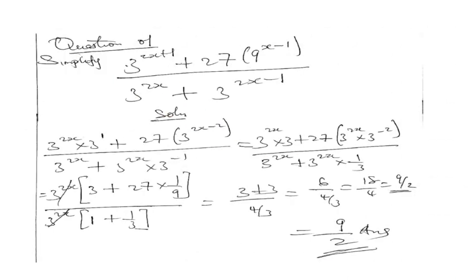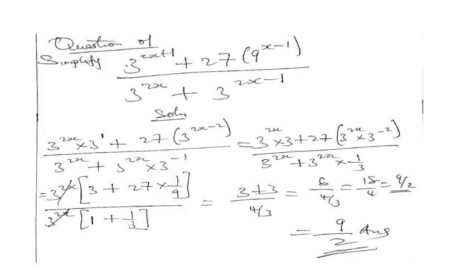Question: simplify. 1. 3 raised to power 2x plus 1 plus 27 open bracket 9 raised to power x minus 1 close bracket, over 3 raised to power 2x plus 3 raised to power 2x minus 1. Solution: 3 raised to power 2x plus 1 plus 27 bracket 9 raised to power x minus 1, all over 3 raised to power 2x plus 3 raised to power 2x minus 1.